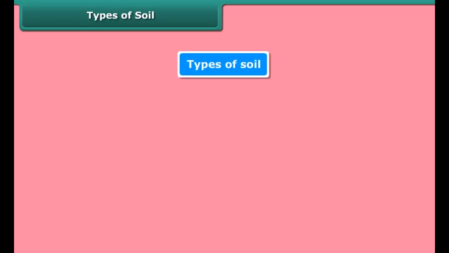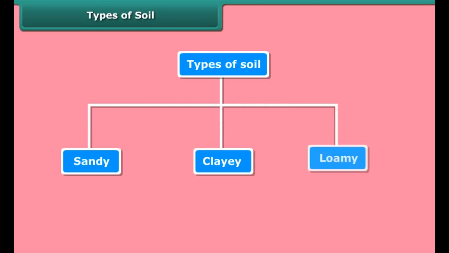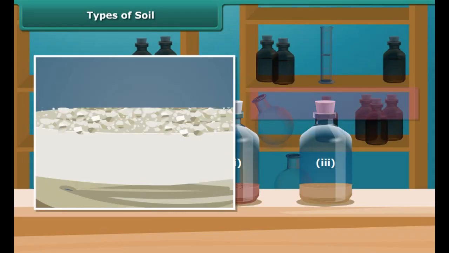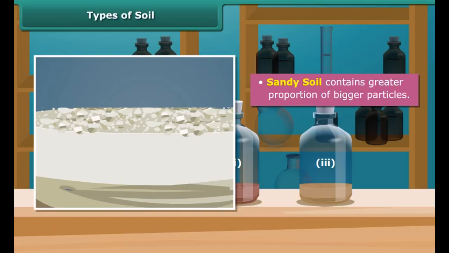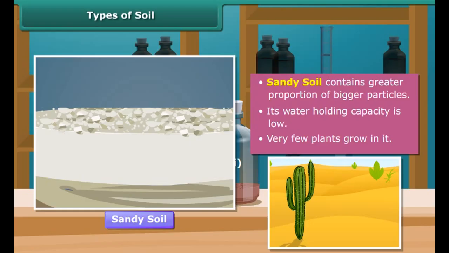Types of soil. There are basically 3 types of soil: sandy, clay, and loamy. Let's take 3 samples of a soil and examine them one by one. We can see the first sample contains greater portion of bigger particles. So this is a sandy soil. Its water holding capacity is low, therefore very few plants grow in it.